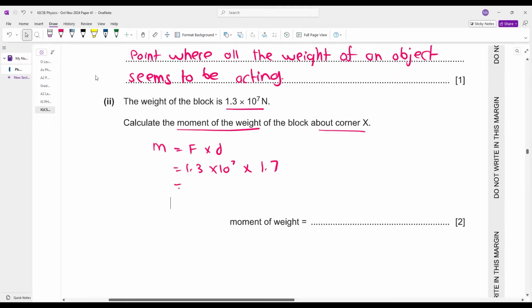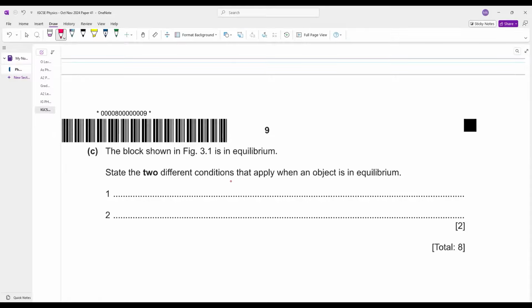What does your answer come out to be? 1.3 × 10 raised to the power of 7 into 1.7. This comes out to be 2.2 × 10 raised to the power of 7 Newton meter, which is your moment of the force. Simple, easy peasy, lemon squeezy, nothing complicated.